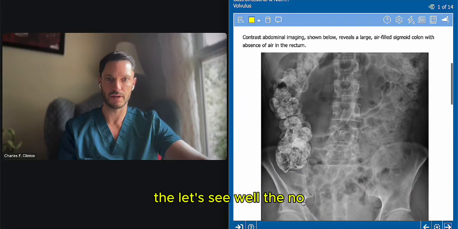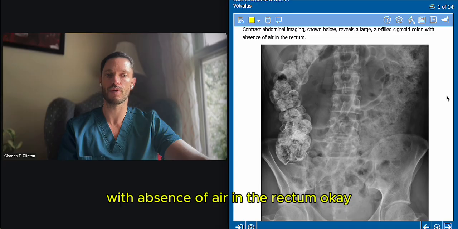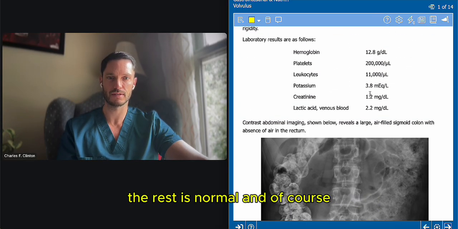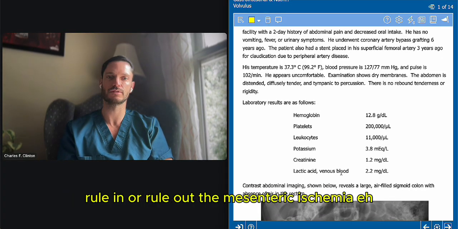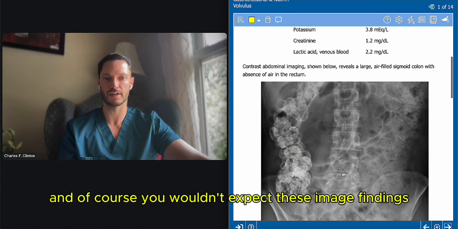The abdomen image says there's a large air-filled sigmoid colon with absence of air in the rectum. Those are the main points. The labs show just very mild leukocytosis, and the rest is normal. Of course, they're giving you lactic acid for you to think about, to rule in or rule out mesenteric ischemia. Lactic acid is normal. This patient does not have mesenteric ischemia, and of course, you wouldn't expect these imaging findings.